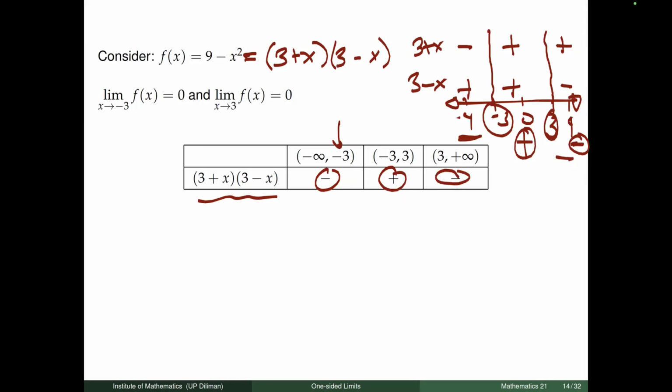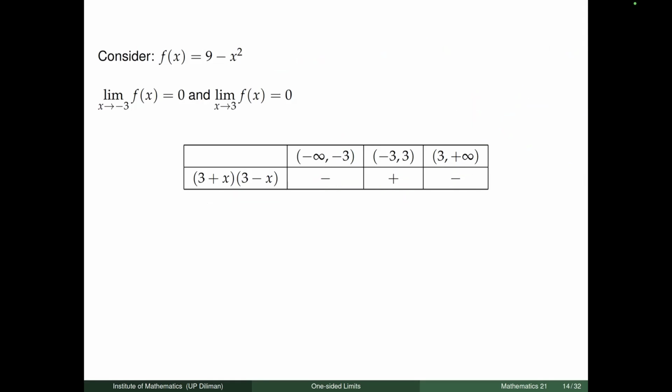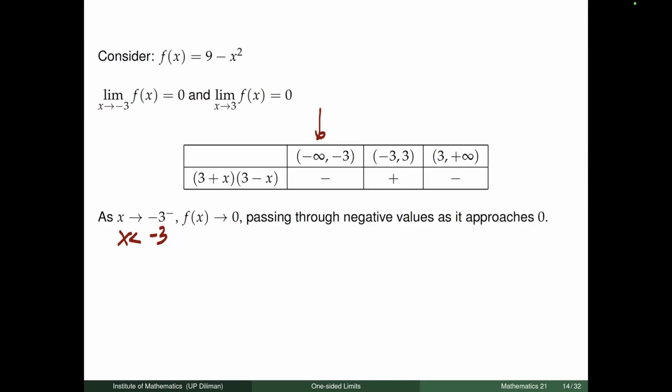So let me clear this up now. As x approaches negative 3 from the left, that means x is less than negative 3. So we are here. f of x is approaching 0. But through what values? f of x is approaching 0 through negative values. So it approaches 0, but it is negative.